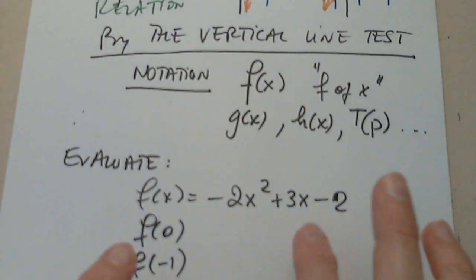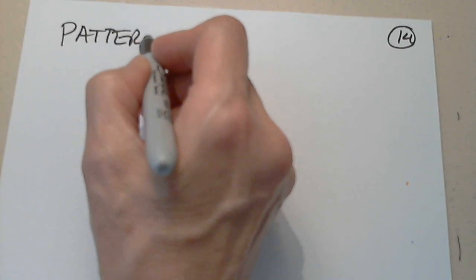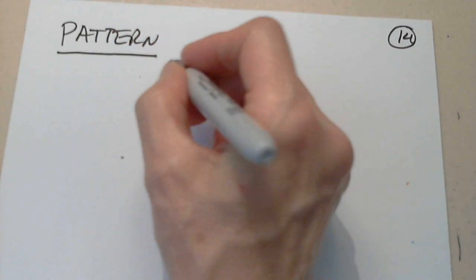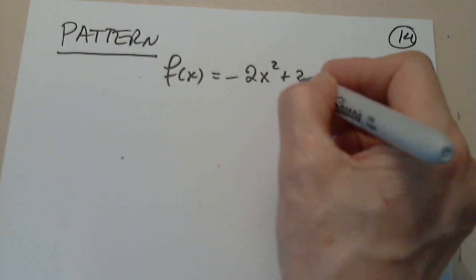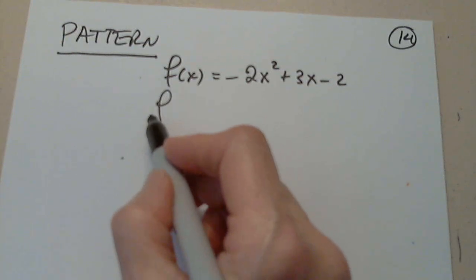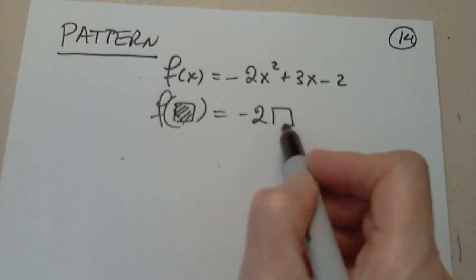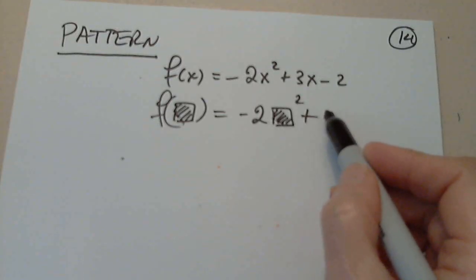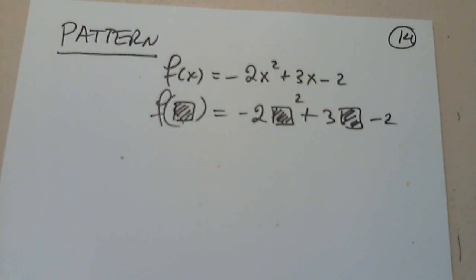So, I'll come back here for a second. Just give me 1 second. I want to explain something. Remember, the pattern is the most important. To understand the pattern, what do I see here in this function? I'm going to copy it here. Negative 2x squared plus 3x minus 2. This is what I see. I see the pattern. And now you can ask me to evaluate it for anything.